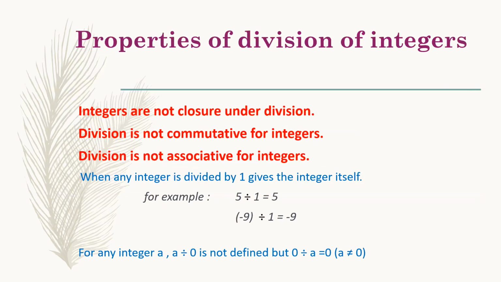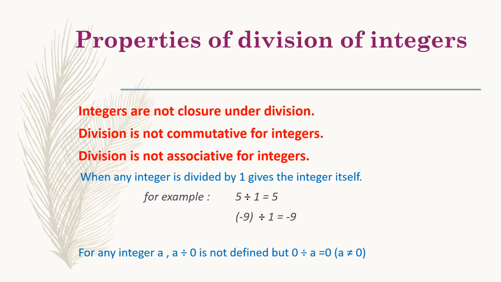Now we will discuss our today's topic, properties of division of integers. It is a very small topic because integers are not closed under division. Division is not commutative for integers, means we cannot change the order of integers. For example, if we put 2 divided by 4, the answer will be 1 by 2. If we change their order, then it is 4 divided by 2.